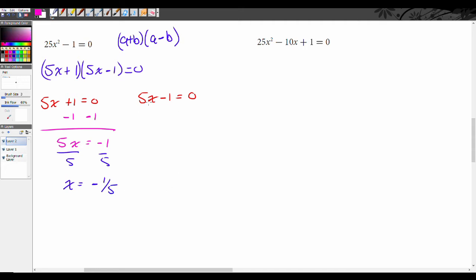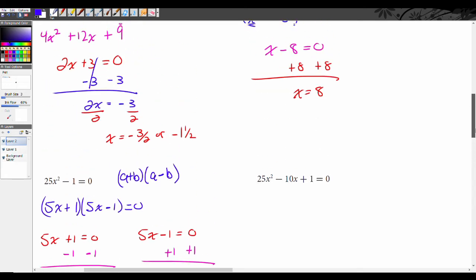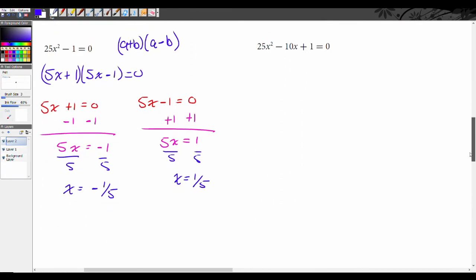On the other side, I'm going to add 1 to both sides. And I get 5x equals 1. Then I'm going to divide both sides by 5, and I get x equals positive 1/5. And that's our answer. All right, so let's go ahead and take a look at this next example here.